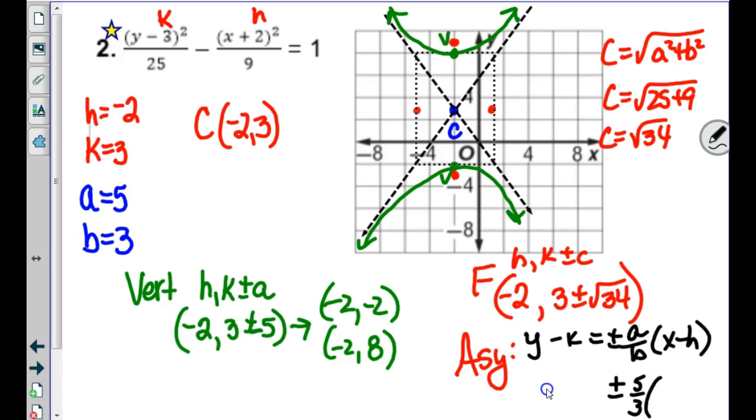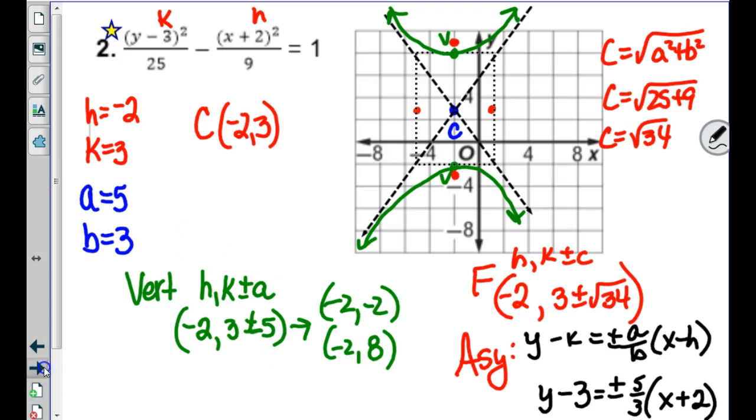What was k? It was just 3, right? So it's y minus 3 equals plus or minus 5/3, and then x minus h, which was the x plus 2, which is exactly what we had up here and up here. Not so bad.